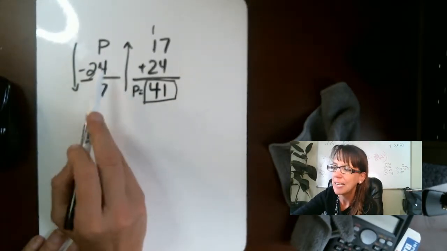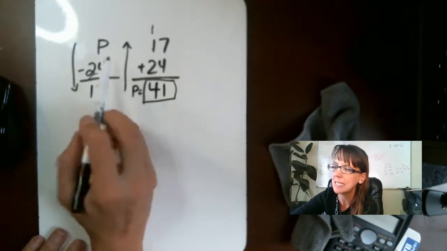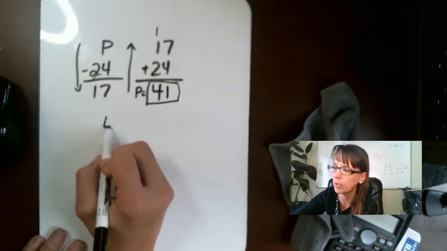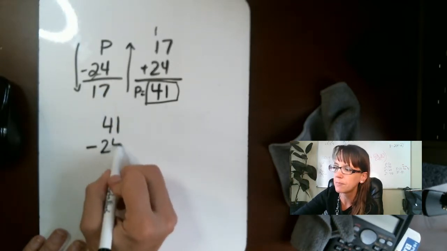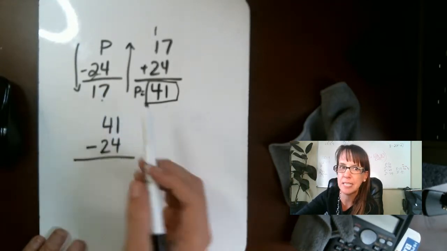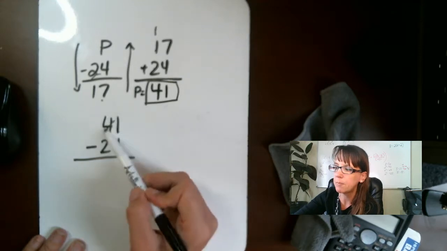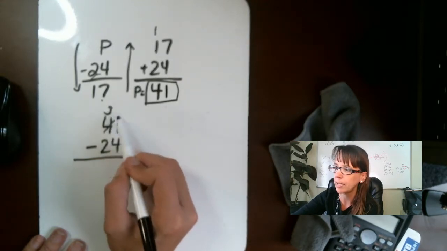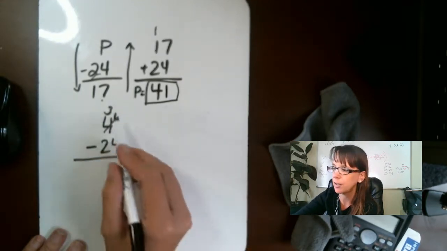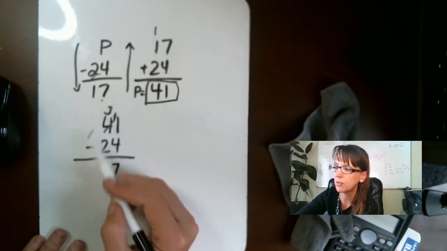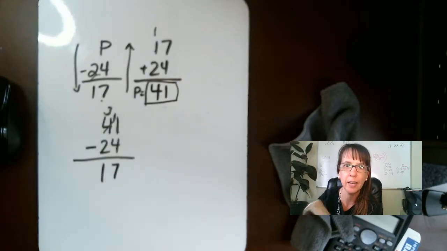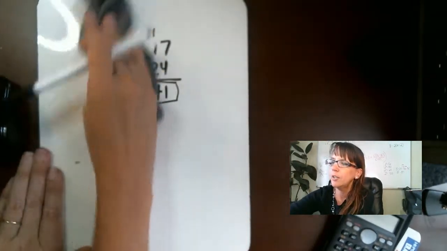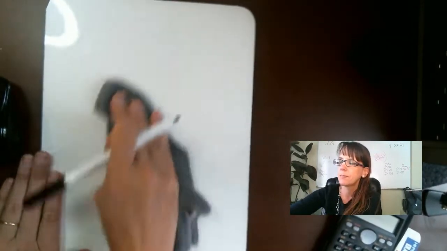Let's test our answer. Here's the original problem here. So instead of P, I'm going to write 41 minus 24, and it should equal 17. 1 minus 4, I need to borrow, so I'm going to call that 3. Put a 1 here. Sure enough, 11 minus 4 is 7. 3 minus 2 is 1. So yep, we did it all correctly. Okay. Good work.